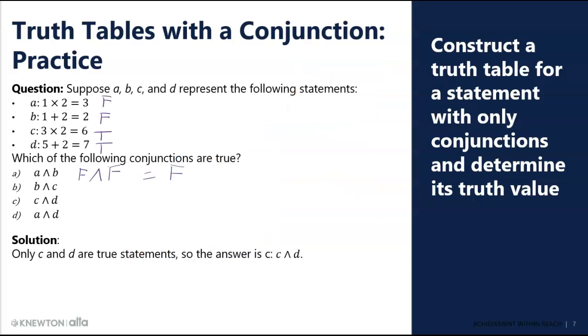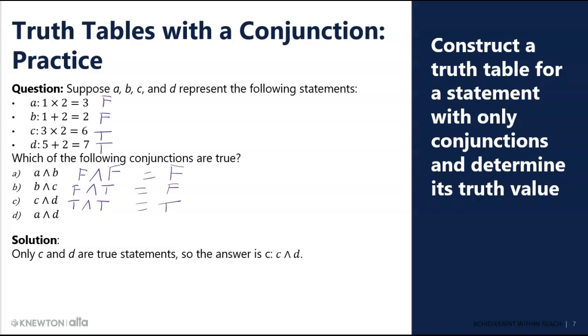So B and C. Well, statement B is false. Statement C is true. I have a false and a true, but it doesn't matter. In order for the and to be true, they must both be true, so that's a false. Statement C and D. Statement C is true. Statement D is true. Oh, 2 trues, that's how I get a true using an and.